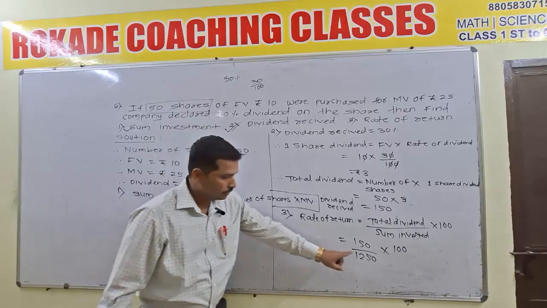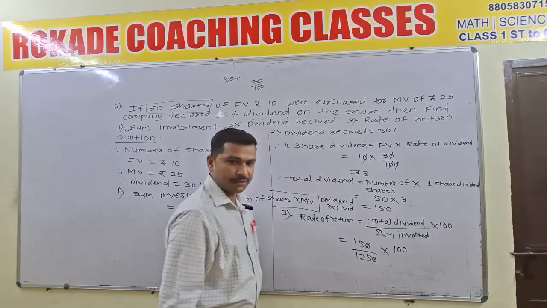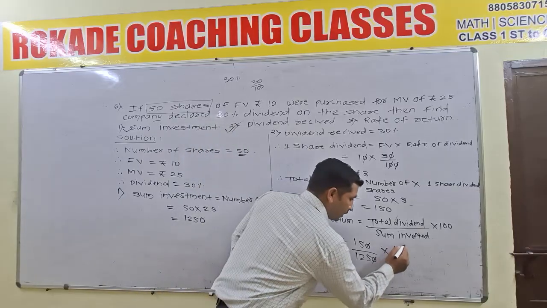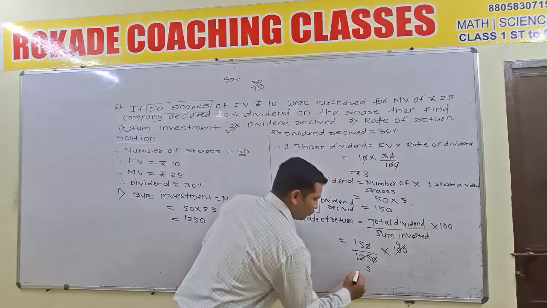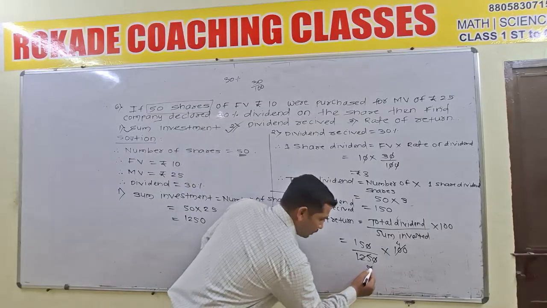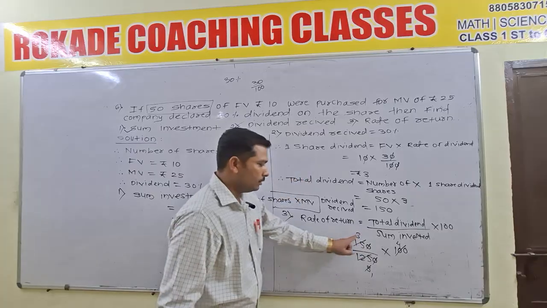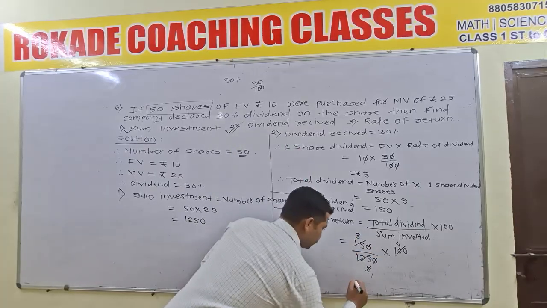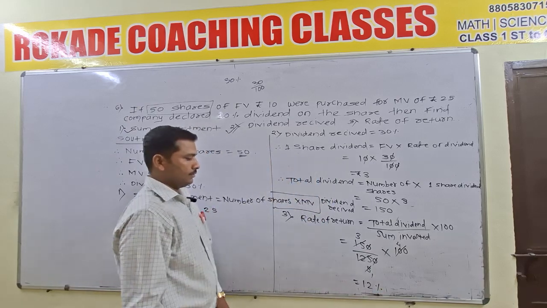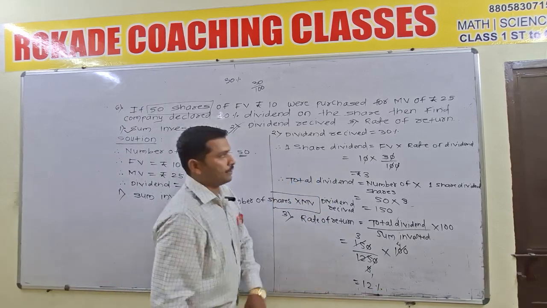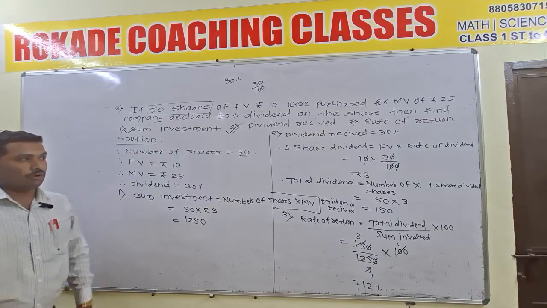Look here: cancel the zeros. 25 fours are 100. 25 fives are 125. 5 ones are 5. 5 threes are 15. 3 fours are 12. So your correct answer is 12%. The rate of return is 12%. Write it down quickly. Okay, take a screenshot of your answer.